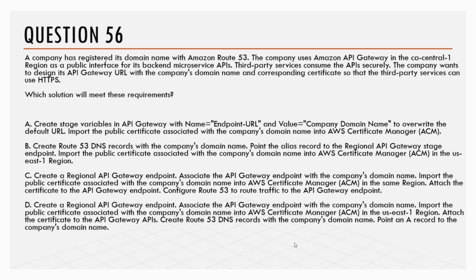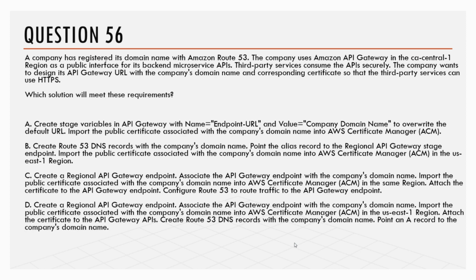And the options are A. Create stage variables in API Gateway with name equal to endpoint URL and value equal to company domain name to override the default URL. Import the public certificate associated with the company's domain name into AWS Certificate Manager. Option B. Create Route 53 DNS records with the company's domain name. Point the alias record to the regional API Gateway stage endpoint. Import the public certificate associated with the company's domain name into AWS Certificate Manager in the us-east-1 region.